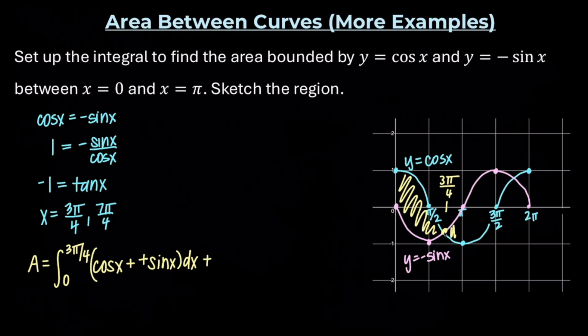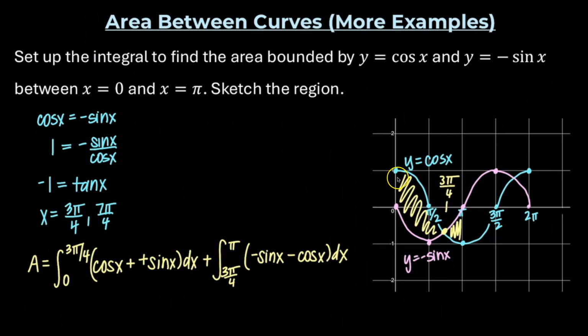Plus, we're adding a little bit more area here, the integral from 3 pi over 4 to pi. And this time we're going to have negative sine x minus cosine x. So those top and bottom functions switch.